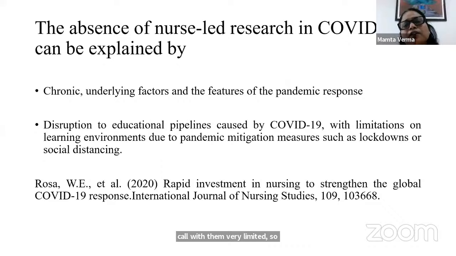So the absence of nurse research on COVID-19 can be explained by what? Because of chronic underlying factors and the features of the pandemic response. We were busy with our own work. We were not focusing on research. We were busy with our duties.